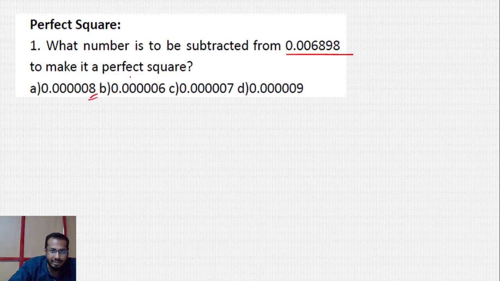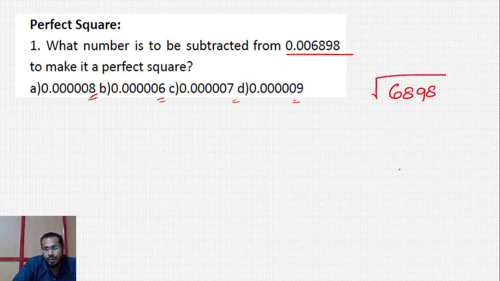So subtract 8 from this number and check whether 6890 is a perfect square or not. Likewise, we can check with one number and get the answer. That is the easiest way. More than that, we need to confirm what range the square root of this number will be in.